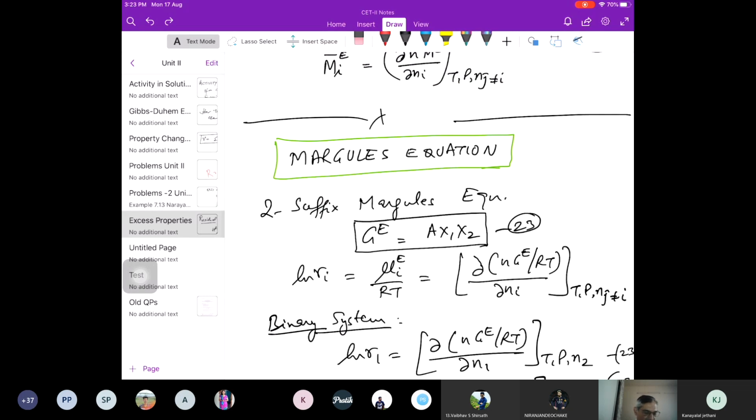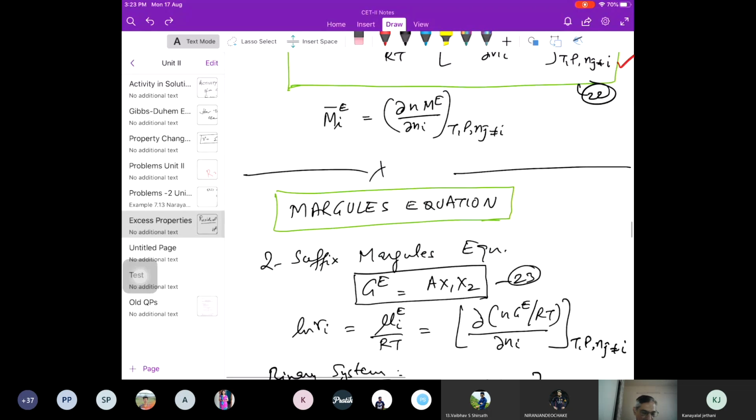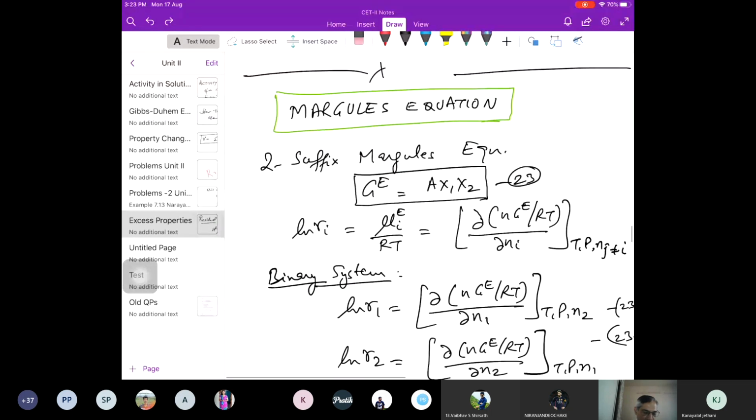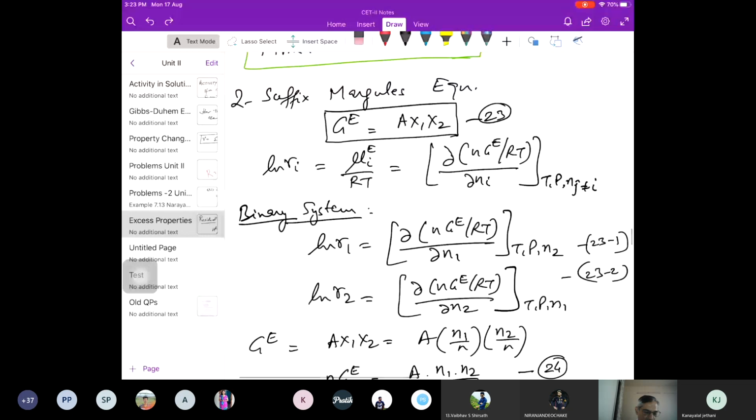If you take ln gamma i, this is equal to the partial derivative of nG^E by RT with respect to ni at constant temperature, pressure and nj. For a binary system, we can write ln gamma 1 is equal to the partial derivative of nG^E by RT with respect to n1 at constant temperature, pressure and n2, and ln gamma 2 is equal to the partial derivative of nG^E by RT with respect to n2 at constant temperature, pressure and n1.